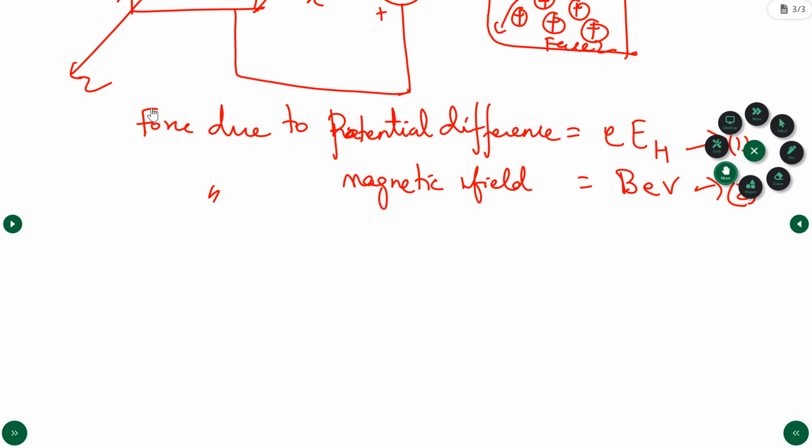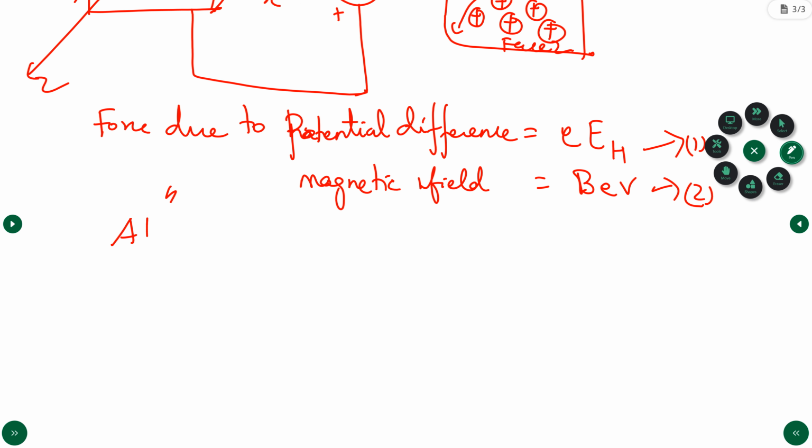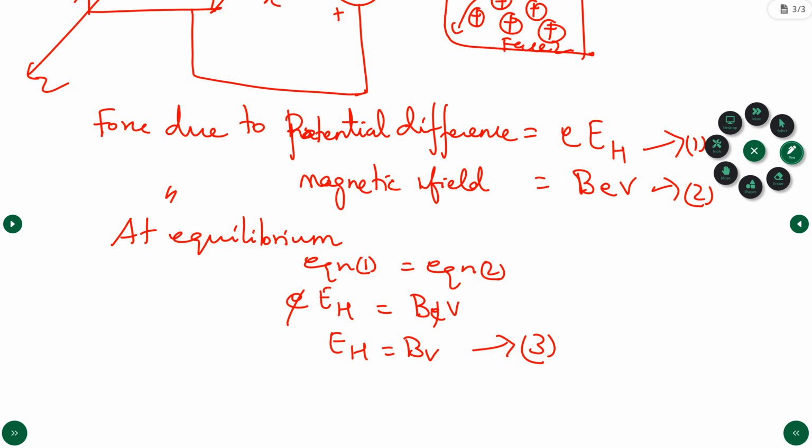Okay. So at equilibrium, equation 1 is equal to equation 2, which means the force due to the potential difference is equal to the force due to the magnetic field. So eE_H is equal to BeV. So e and e will get cancelled. E_H is equal to BV. Put this as 3.